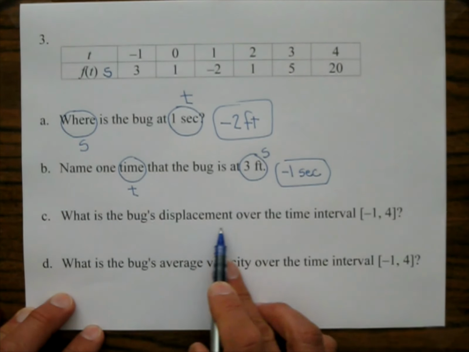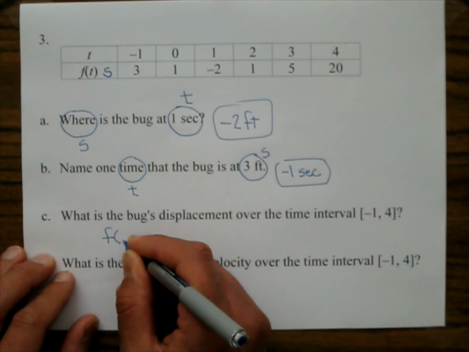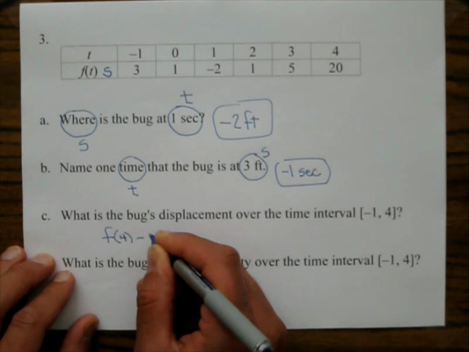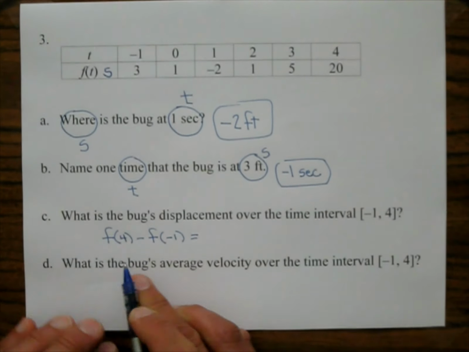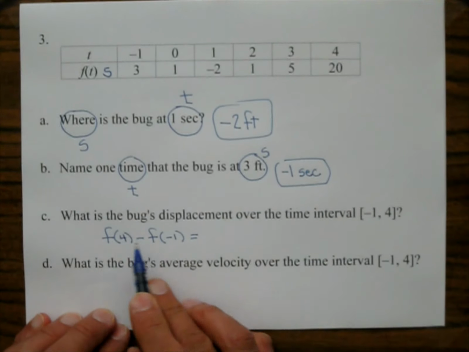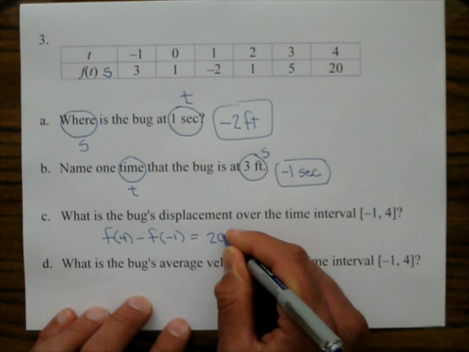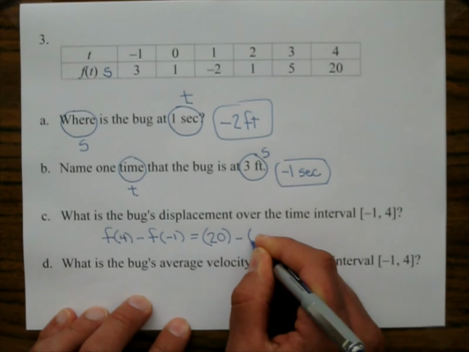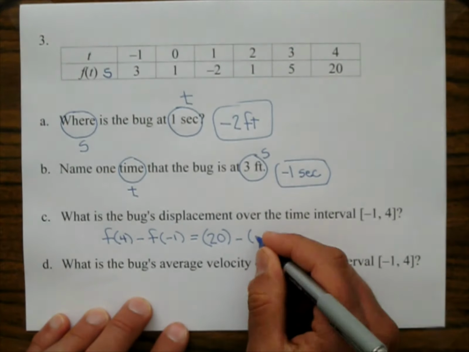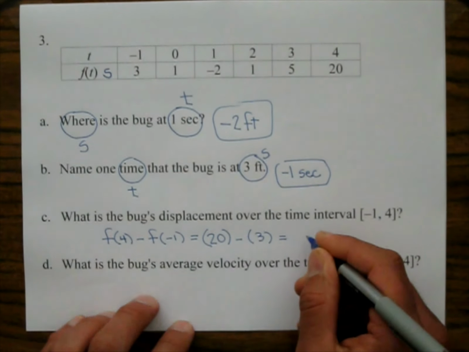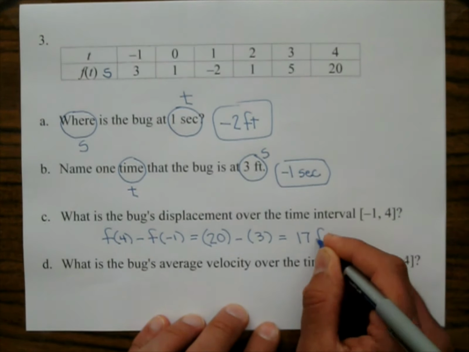Okay, so what is the bug's displacement over this time interval? I'm going to go f of end time minus f of -1. Okay, so f of 4, the end time, is 20 minus f of -1. f of -1 is 3. So this gives me 17 feet.